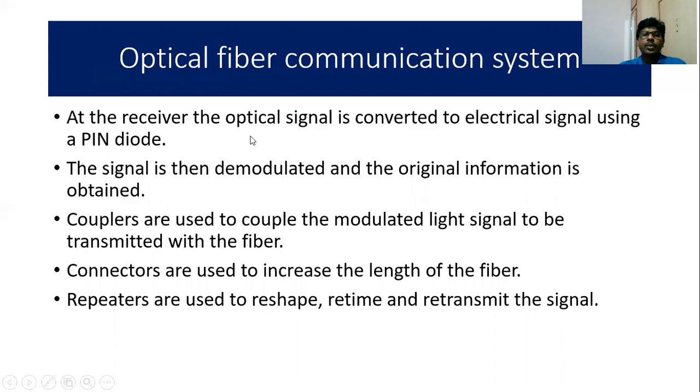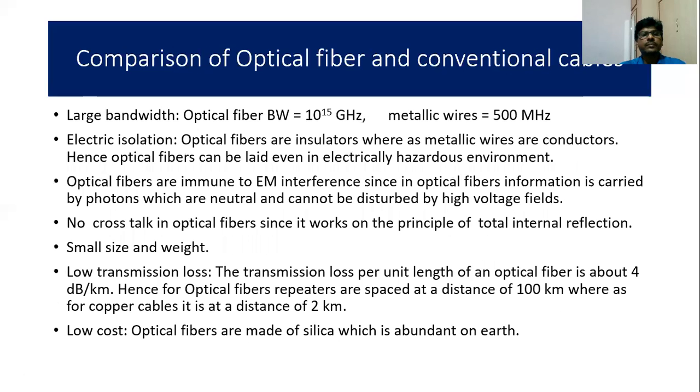At the receiver, the optical signal is converted to electrical signal using a PIN diode. The signal is then demodulated and the original information is obtained. Couplers are used to couple the modulated light signal to be transmitted with the fiber. Connectors are used to increase the length of the fiber. Repeaters are used to reshape, retime, and retransmit the signal. So this is how an optical fiber communication system functions.